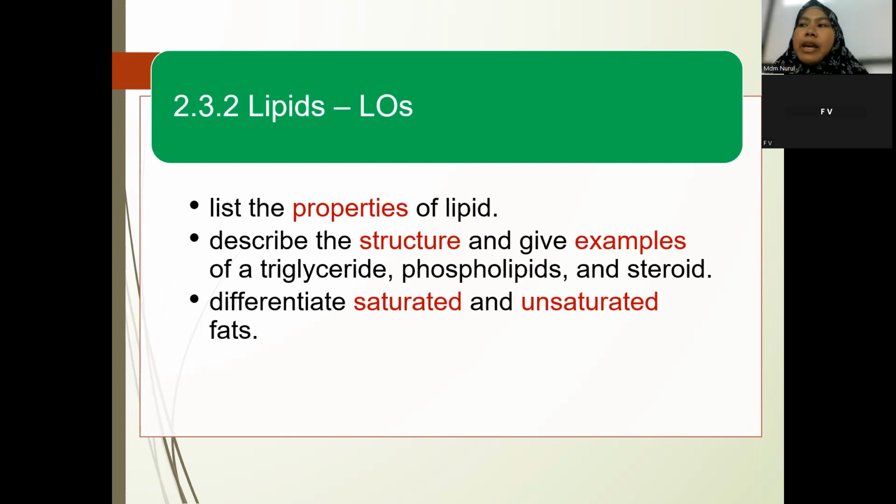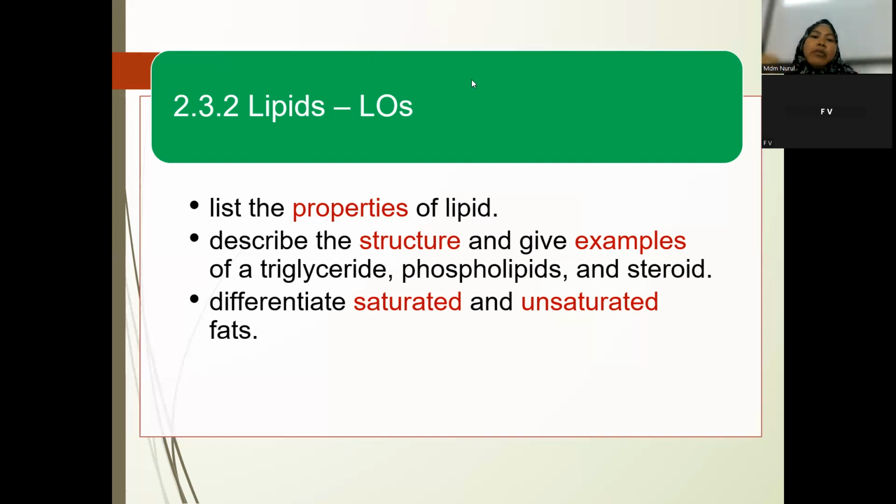Last time we discussed carbohydrate. Any problem with carbohydrate? Have you watched the videos? Do you understand? Have you done the exercise? Slowly, maybe some of you haven't done the exercise yet, but it's okay, we will discuss it later.